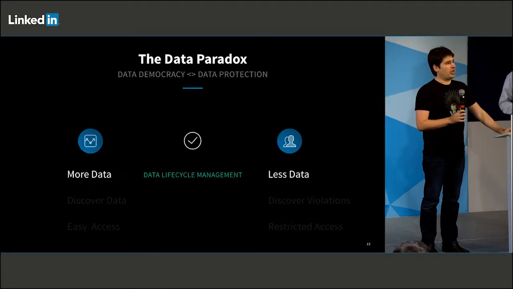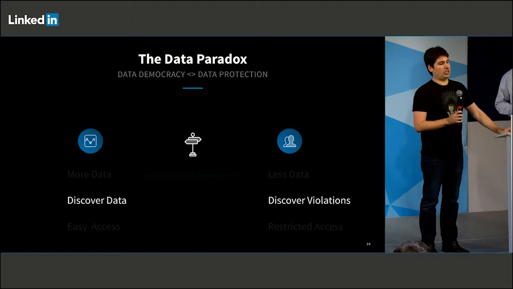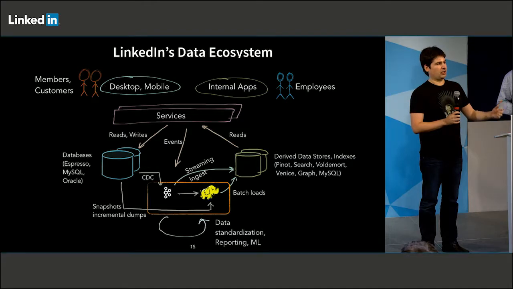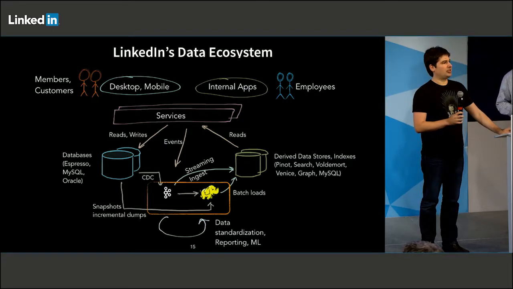So the next one is talk about how do you discover data and how do you deal with data governance. LinkedIn, again, has a bunch of different data systems all over the place. Databases at rest, we have things in Kafka, we have things on Hadoop, we have derived data stores. Many of these are open source, but there's data in a variety of places.